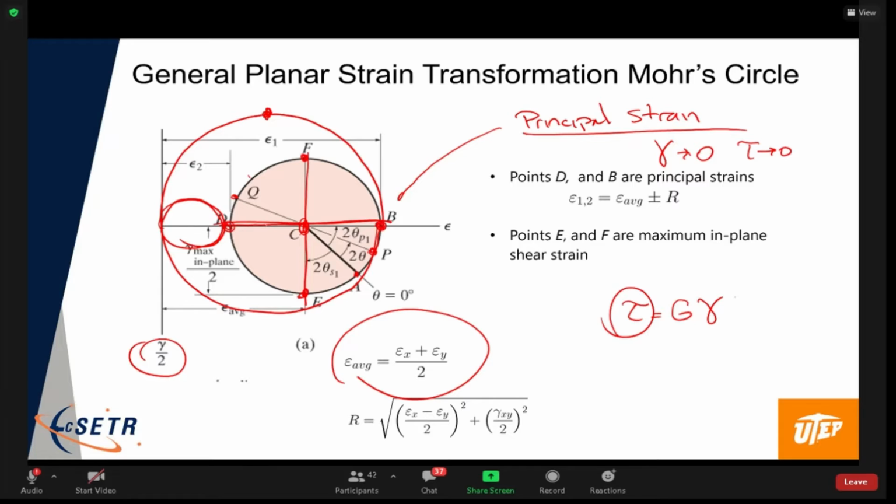So this radius here is half of the normal strain, and that equals this distance here, which is actually the y coordinate, gamma on 2, so you actually have twice that, right? So anyway, okay. It's identical. So that's why I don't want to spend too much time on it.